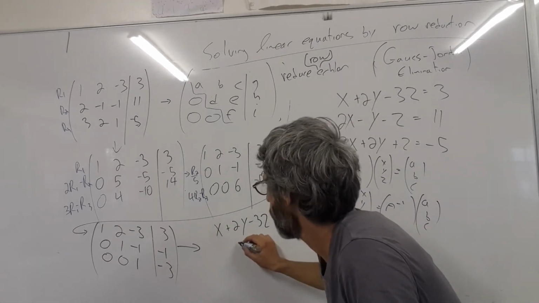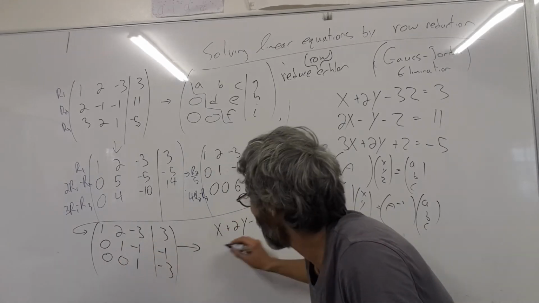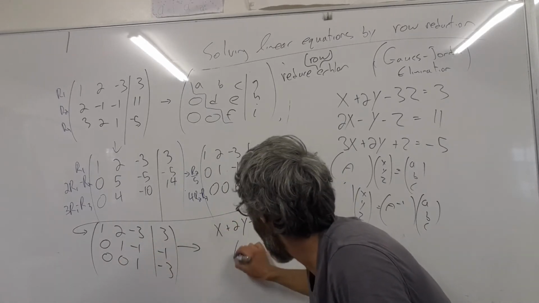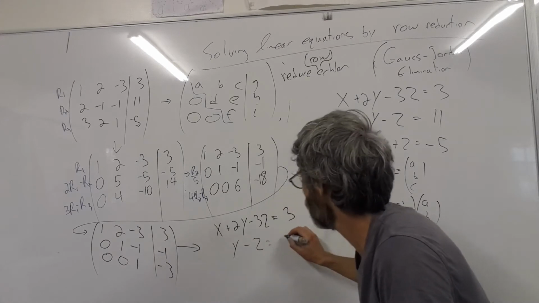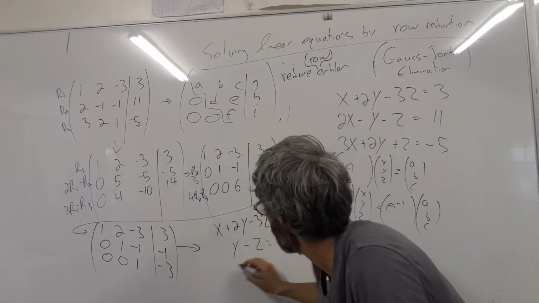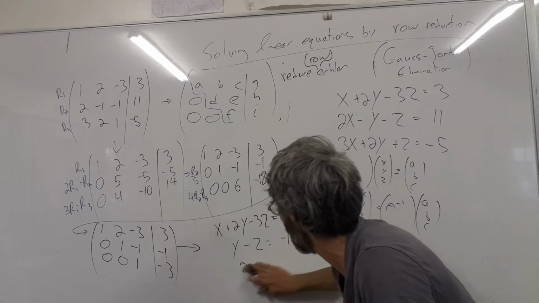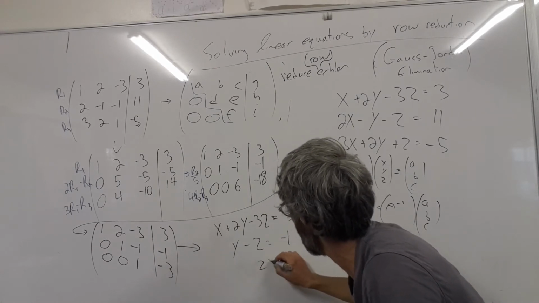What does it say here? There's no x's. Okay, you see what I'm doing? When you get the z, y minus z equal minus 1. And the last one said z equal minus 3. I'll write it here. z equal minus 3.